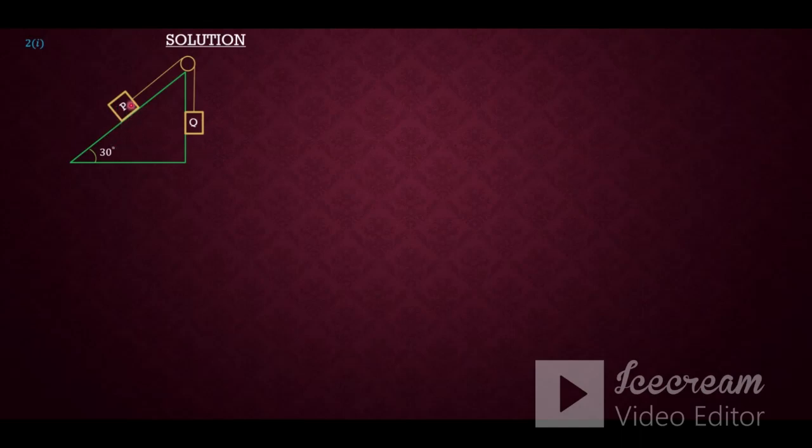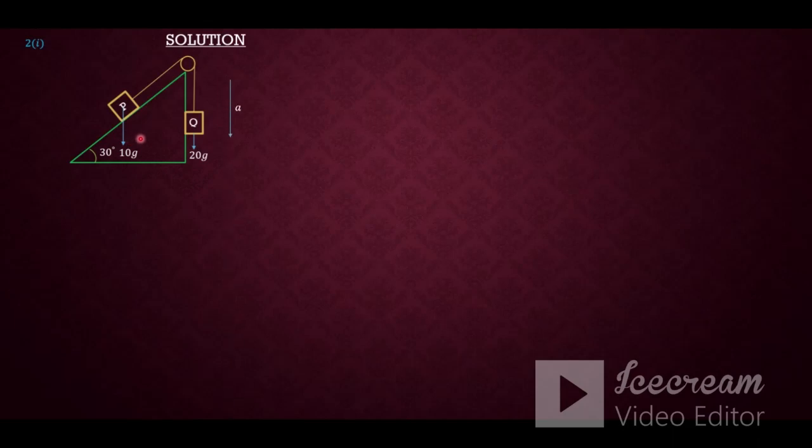The next thing you have to represent is the corresponding weights. The weight of particle P is 10g and that of Q is going to be 20g, because we are given their masses. The mass of body P is 10 kg and the mass of body Q is 20 kg. And g here is the acceleration due to gravity, which is given to be 10 meters per second squared. So these are the corresponding weights.